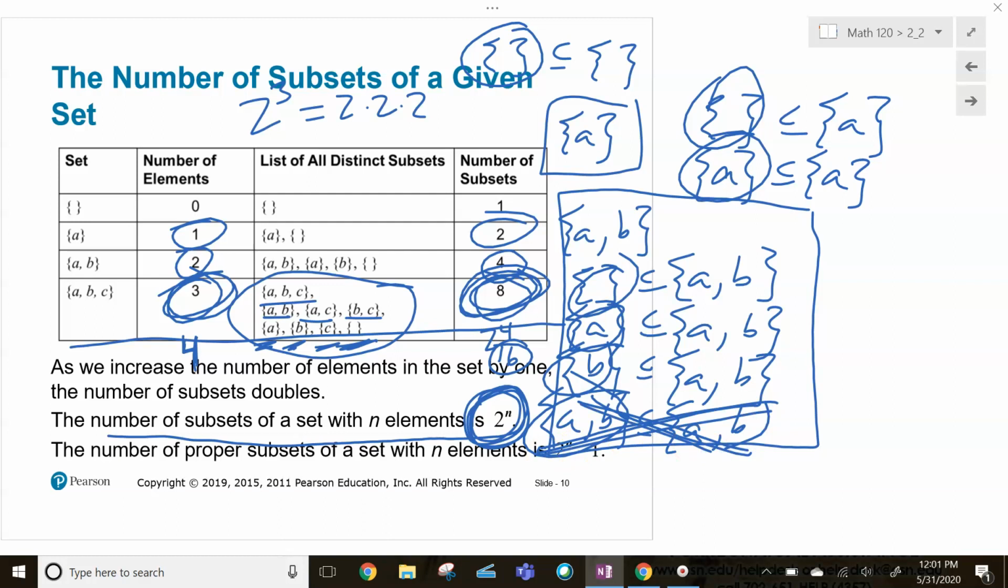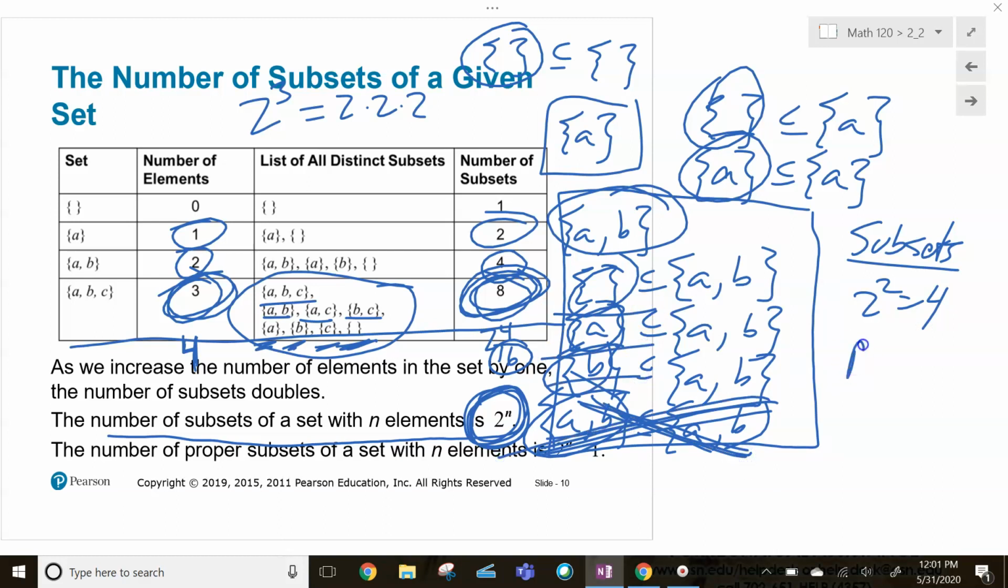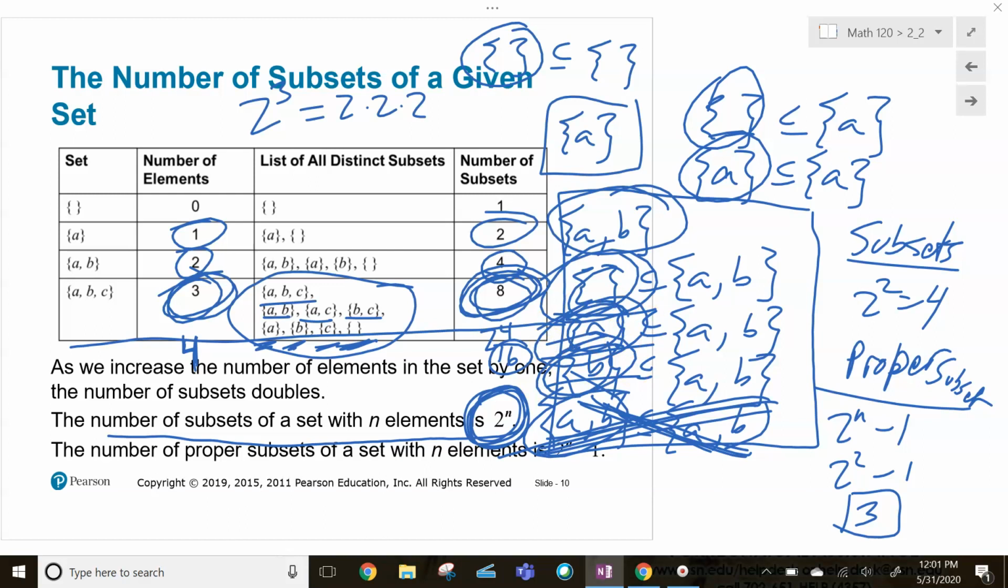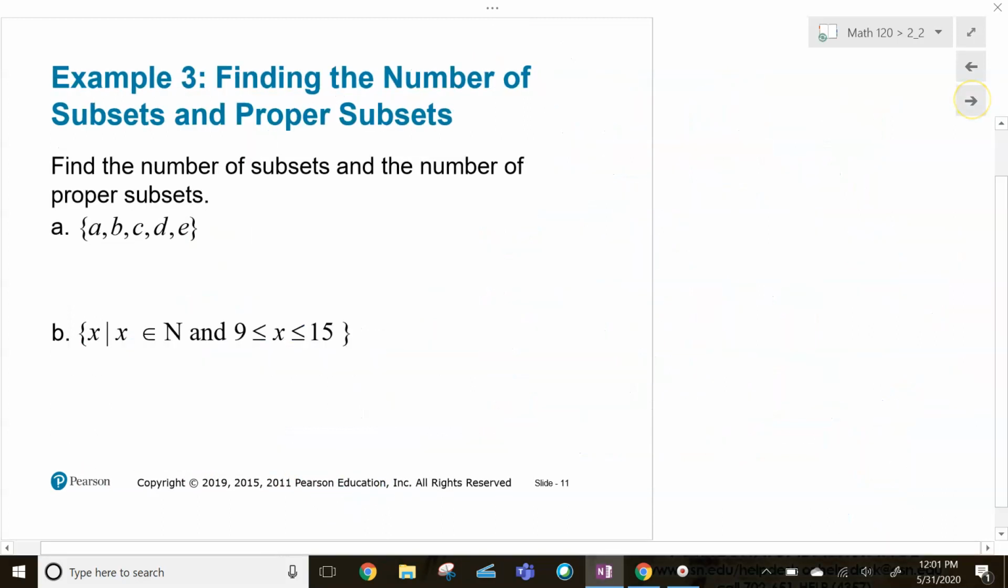So, for example, if there's 2 elements in the set, it'd be 2 squared. So you have 4, right? 1, 2, 3, 4. But you can't count the one that's itself for a proper subset. So for proper subsets, there's 2 to the n minus 1. There's just one less, so 3. 2 squared minus 1, 4 minus 1 is 3. There's 3 proper subsets, okay? So the number of subsets is 2 to the n. The number of proper subsets is 2 to the n minus 1. You just have one less, okay?